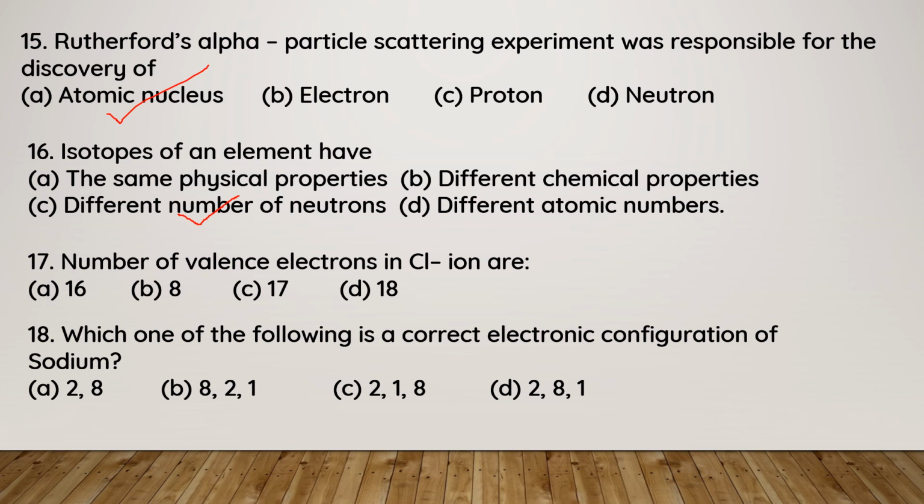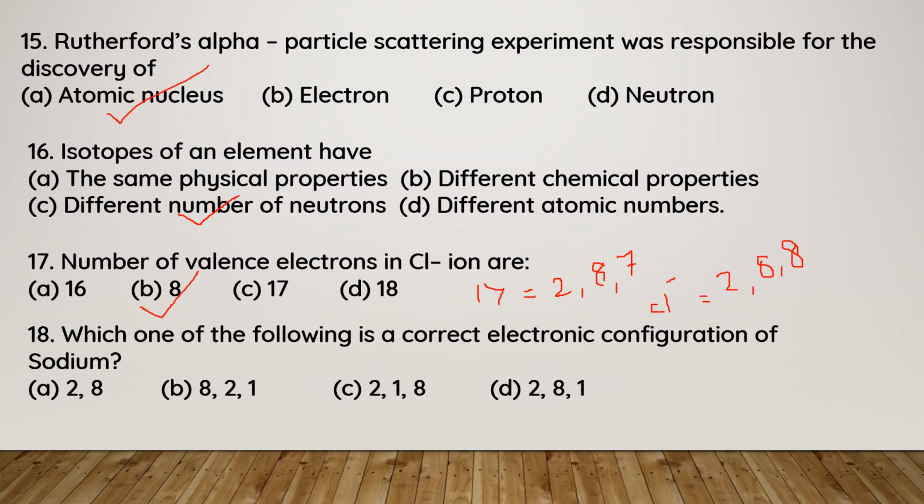17th question, number of valence electrons in Cl minus ion, chlorine ion. Ion means the stable form, and it has 8 electrons in its outermost shell. The chlorine atom's atomic number is 17, so its electronic configuration is 2, 8, 7, and chlorine minus ion, Cl-, has 2, 8, 8, because it needs one more electron to get stability. So valency is 1. Here how many valence electrons are there? 8 valence electrons.